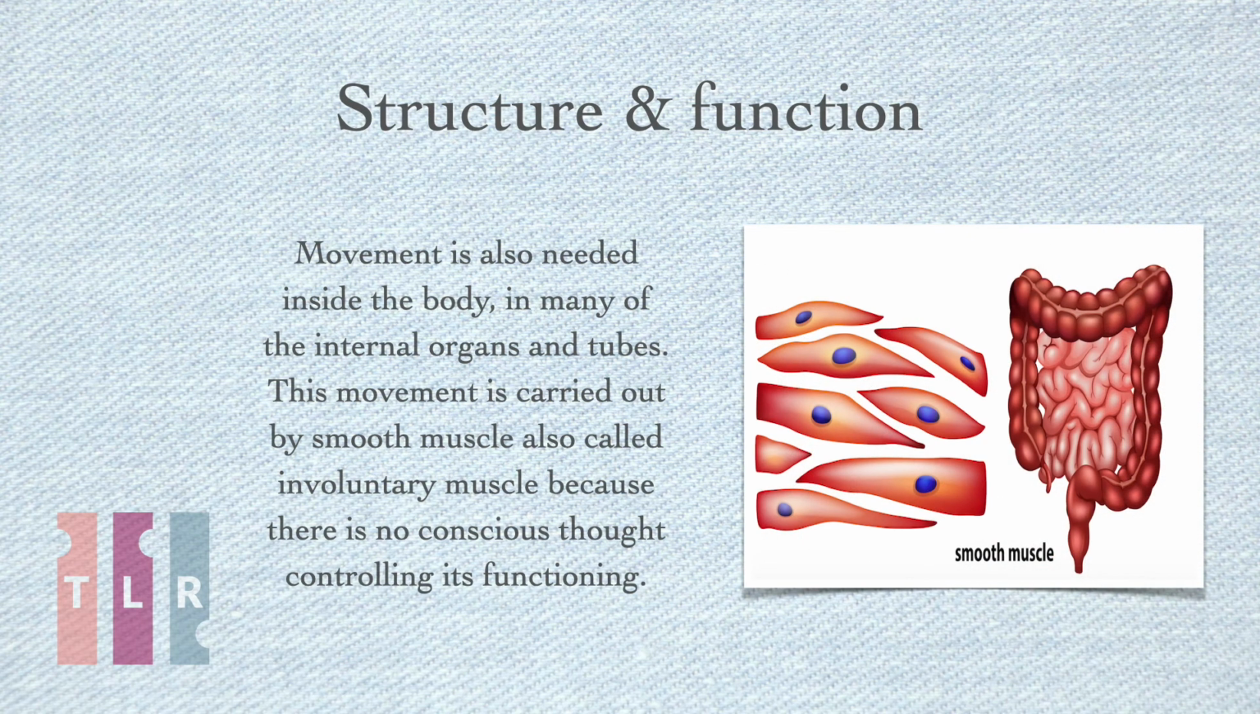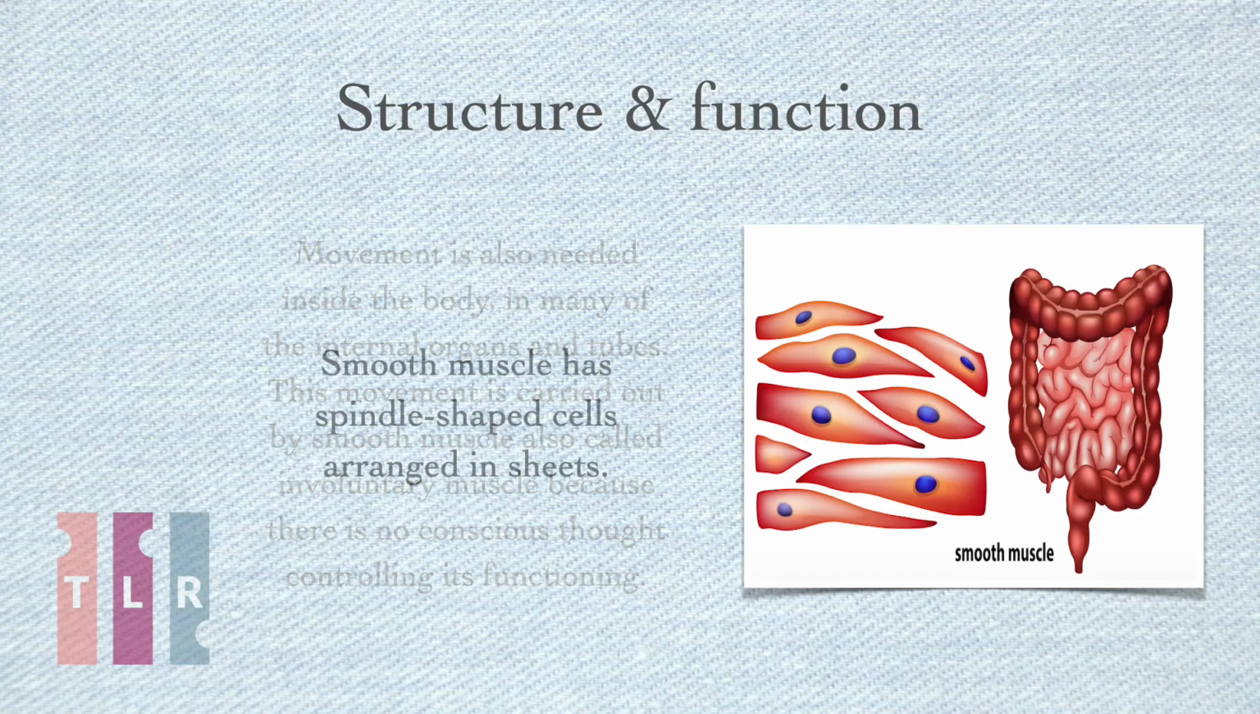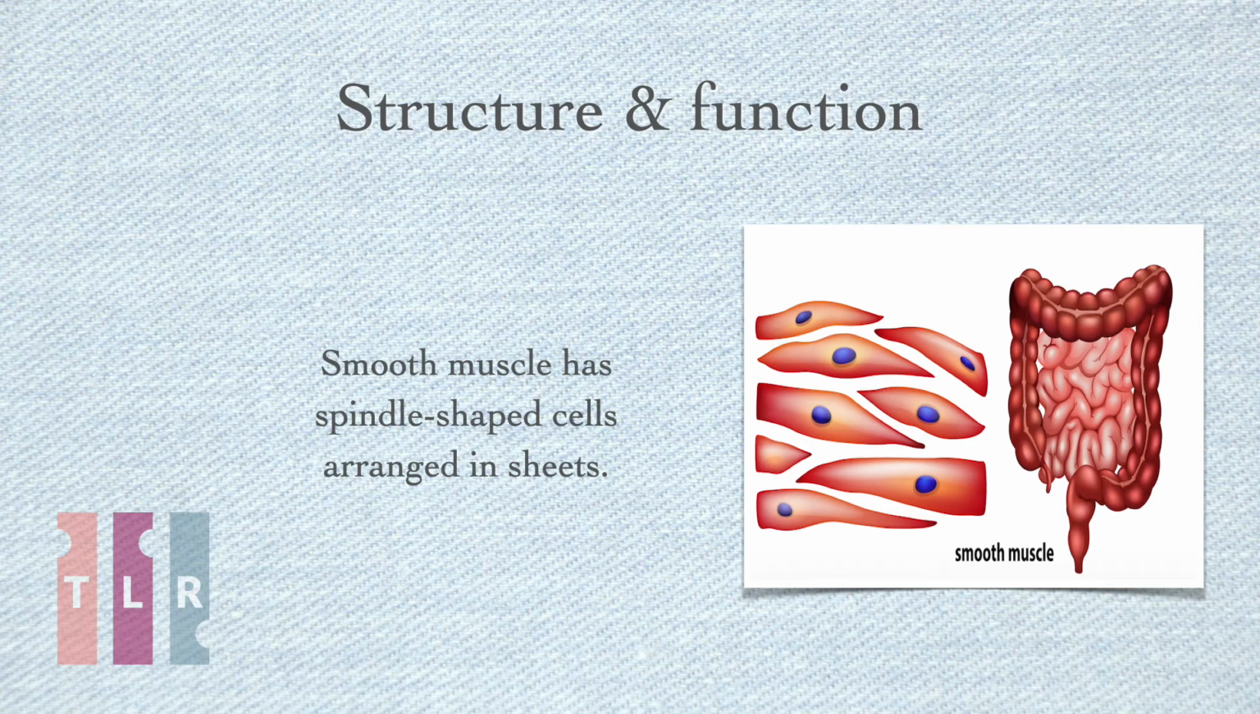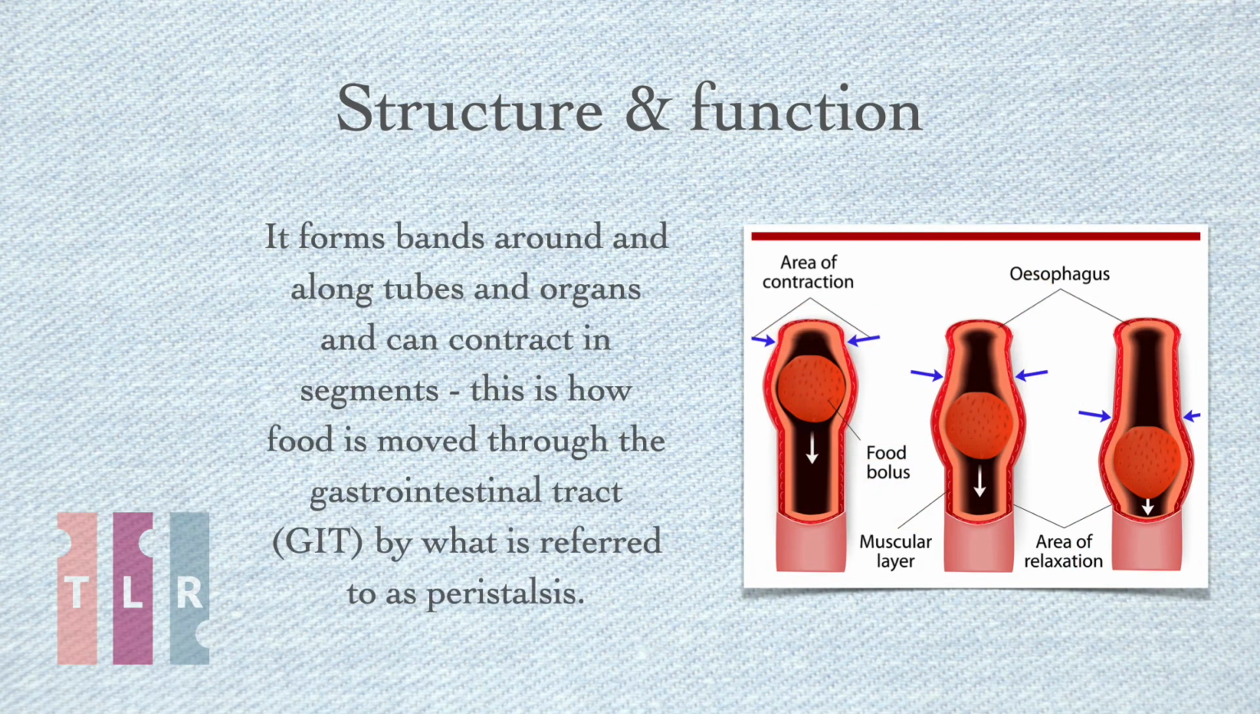Movement is also needed inside the body, in many of the internal organs and tubes. This movement is carried out by smooth muscle, also called involuntary muscle, because there's no conscious thought controlling its functioning. Smooth muscle has spindle-shaped cells arranged in sheets. It forms bands around and along tubes and organs and can contract in segments. This is how food is moved through the gastrointestinal tract by what is referred to as peristalsis.